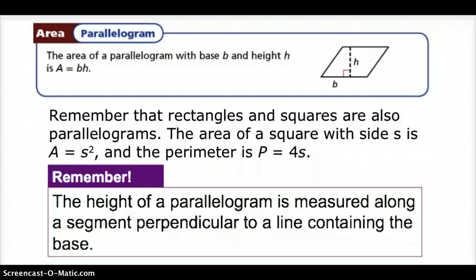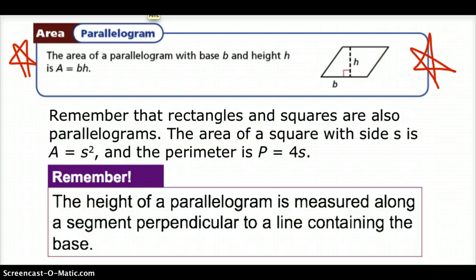So again, as you're taking notes, make sure that you get this in your notes. The area of a parallelogram with base b and height h is area equals base times height. Again, this is something that you need to get in your notes, and actually draw the picture, use a geometry template, all those good things.